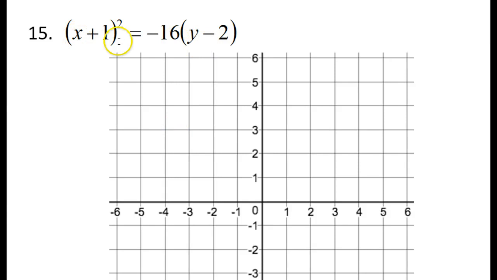So as soon as I see that the x portion of the equation is squared, not the y part, that tells me that I am dealing with a vertical parabola. So it's either opening up or it's opening down. Now, I know whether it will be up or down based on this number right here. If this is positive, that means it's opening up. If it's negative, it opens down. So because this is a negative 16, I know this is a downward opening parabola.